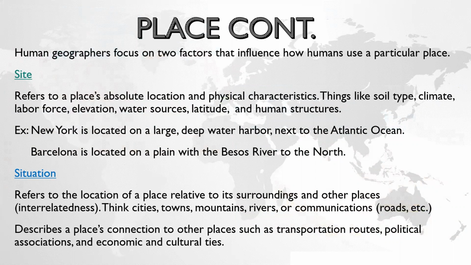All right, but with place, geographers mainly focus on two factors that influence how humans use a particular place, right? We've got site and situation, all right? So the site refers to a place's absolute location. So think of site equals absolute location, and its physical characteristics. Things like soil type, climate, labor force, elevation, water sources, latitude, human structures, right?